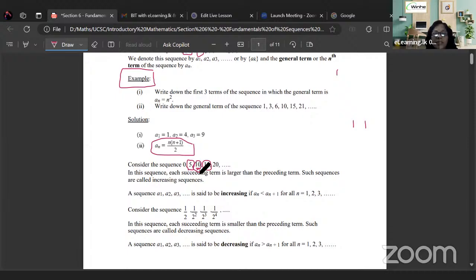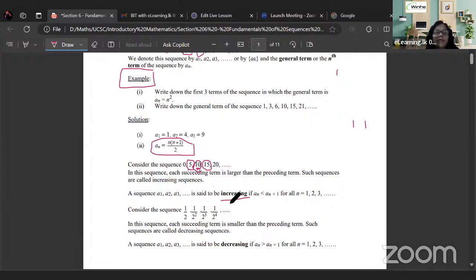So if the succeeding term is larger than the preceding term, we call the sequence an increasing sequence. If the term that comes after is larger than the term before it, we say it is an increasing sequence. Okay? So if a_n is less than a_(n+1), then we call it an increasing sequence.